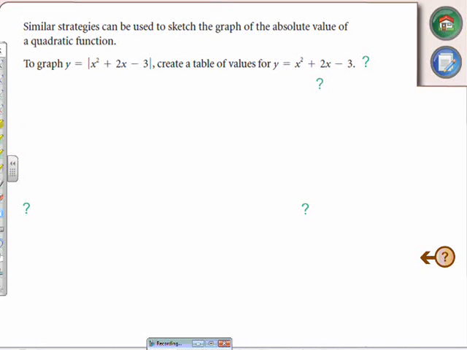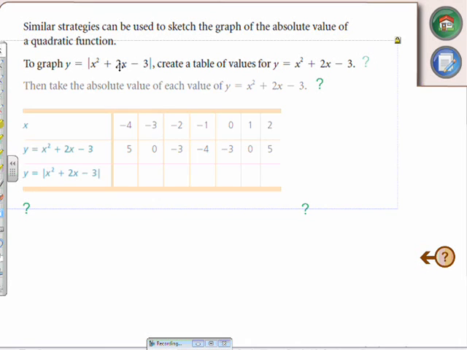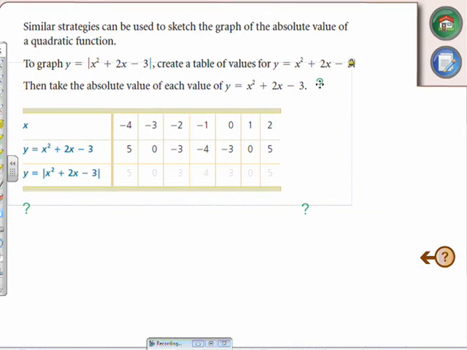And you can see a similar strategy can be used if we're using a quadratic function. We're going to do exactly the same thing. Pretend that we don't have the absolute value to start with. Let's see what the graph of x squared plus 2x minus 3 looks like, plotting all the points. And then we're going to take the absolute value of any of those answers. And if you notice, these are the ones that were negative. So those are the ones that are going to change.